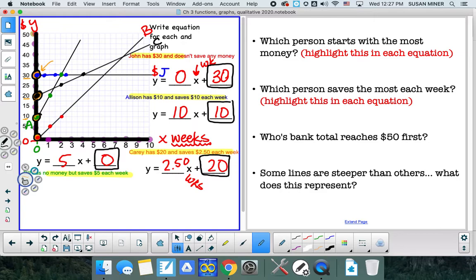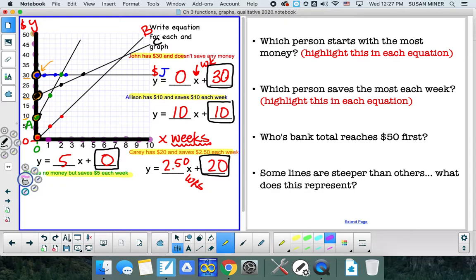Okay. Which person saves the most each week? So we're going to highlight it in the equation. And then also we want to look at the graph and try to decide how could I tell from the graph which person was saving the most every week? So pause the video right now, try and answer this question on your own, and then come back and check your work and see how you did.